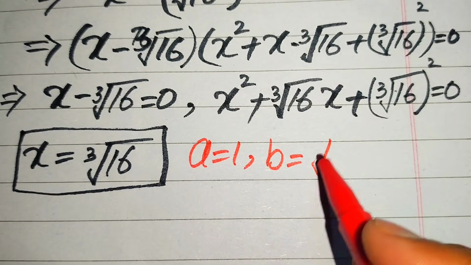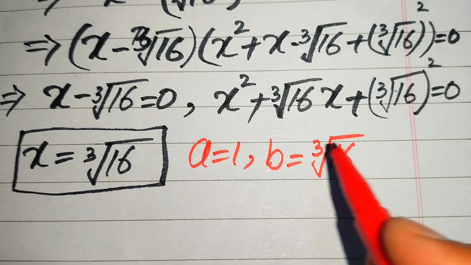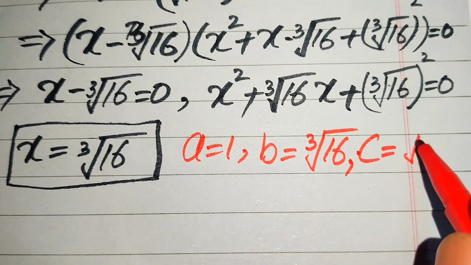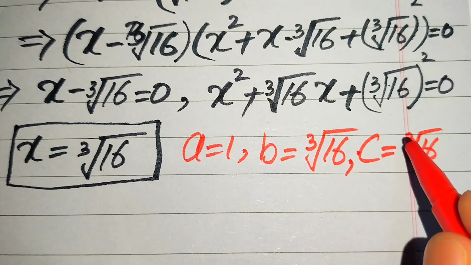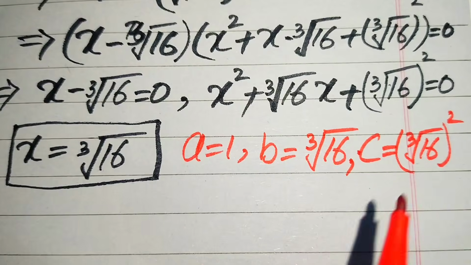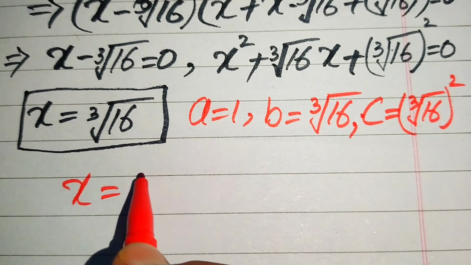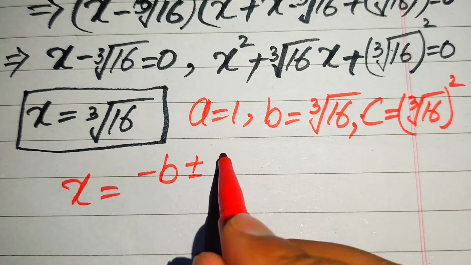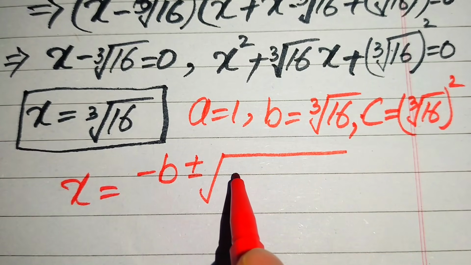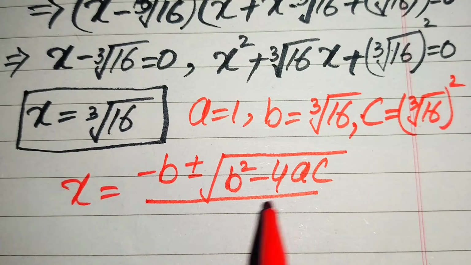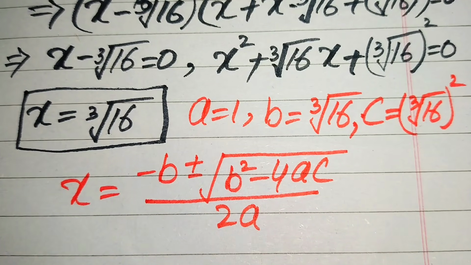b is equal to cube root of 16, and c is equal to cube root of 16 and its whole square. And now we state the quadratic formula as x is equal to minus b plus minus square root of b square minus 4 times ac divided by 2 times a.